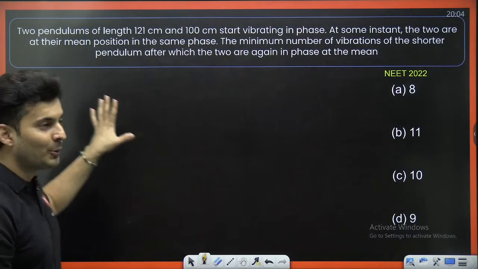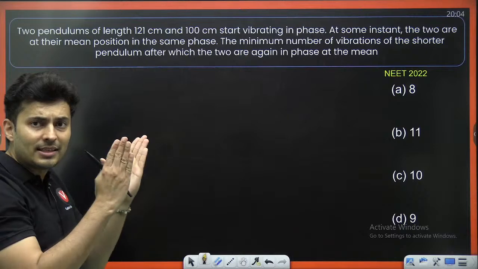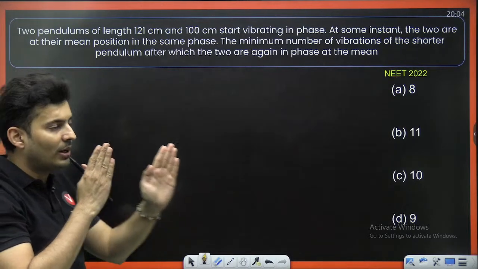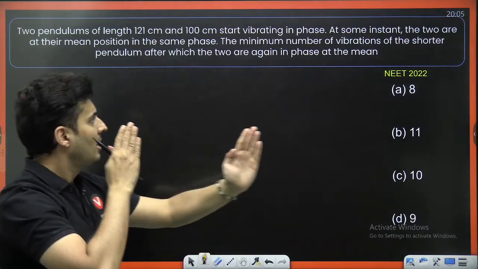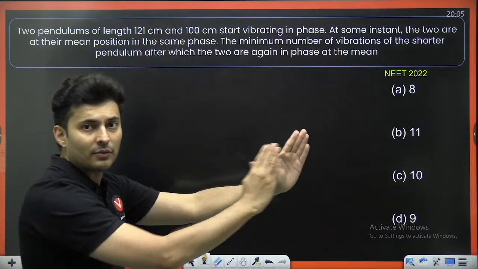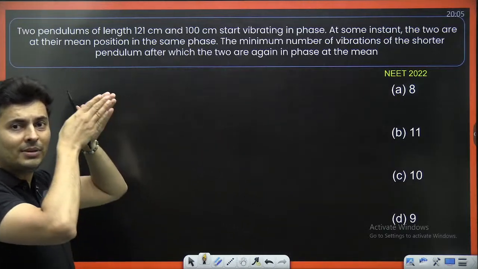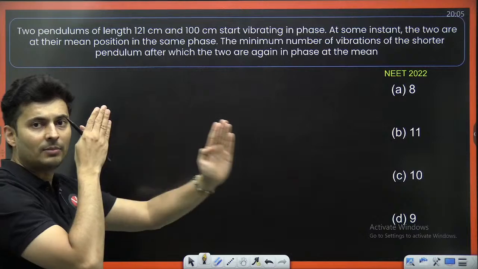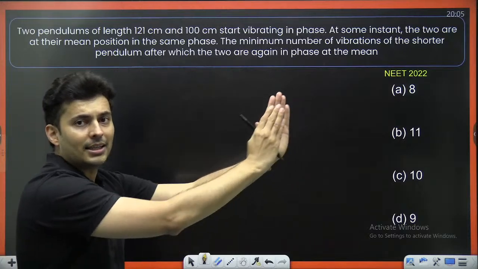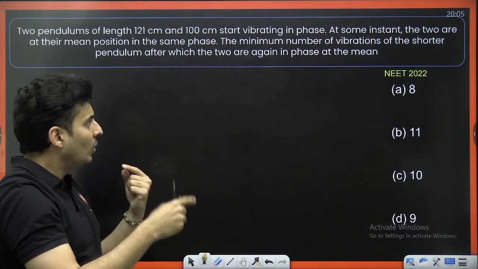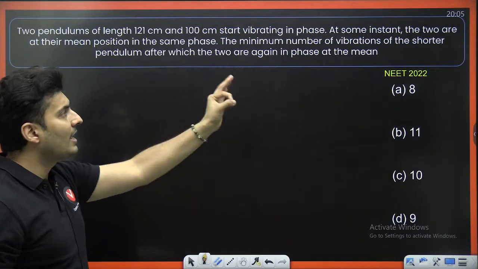This was asked in NEET 2022. Two pendulums of these lengths are in phase. That means in the same situation. Because their lengths are different, one will take longer and one will take shorter time to complete, and they will keep oscillating like this. After a few oscillations, you will see that both of them will eventually come in the same phase, and again they will have some difference. Eventually you will see again after some time, they will be in the same phase, and then again the difference will start popping up. So after how many vibrations or oscillations is the shorter pendulum again back in the same phase?